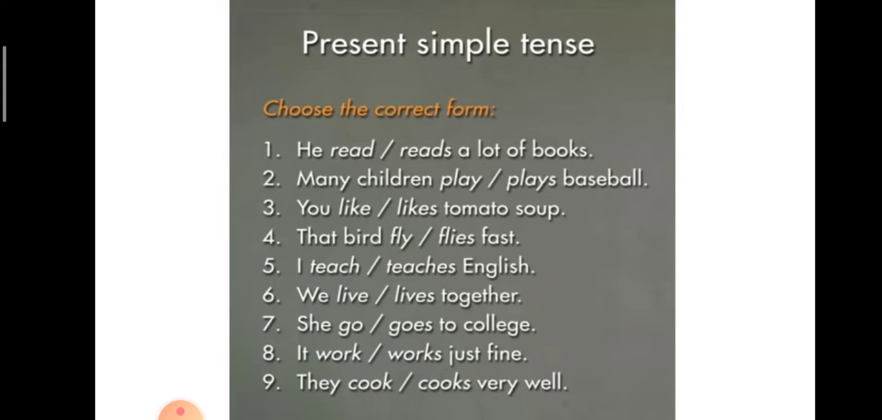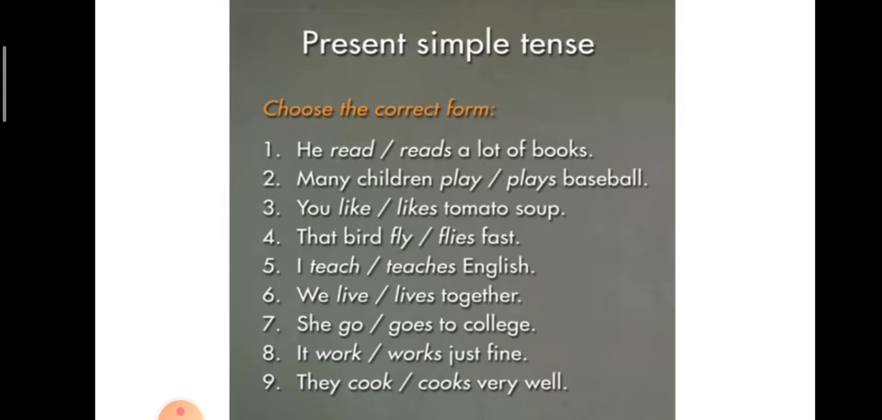Seventh one: She go or goes to school, to college. Eighth one: It work or works just fine. Ninth one: They cook or cooks very well.